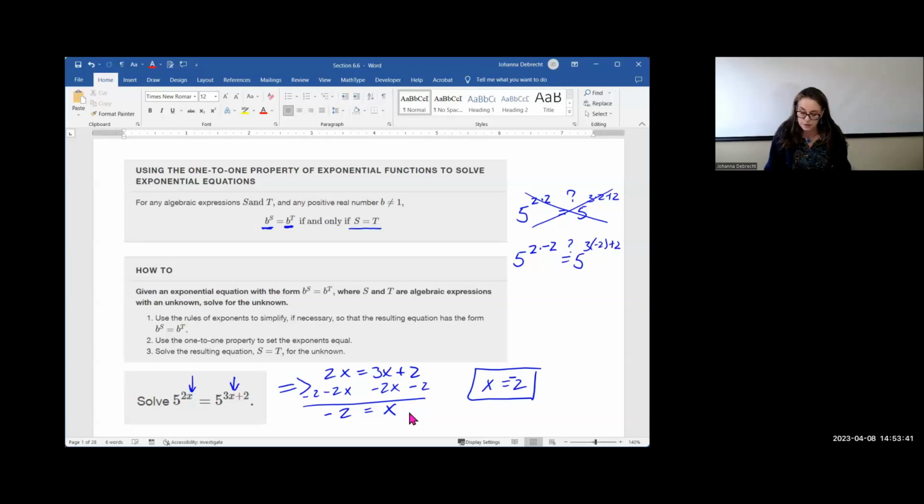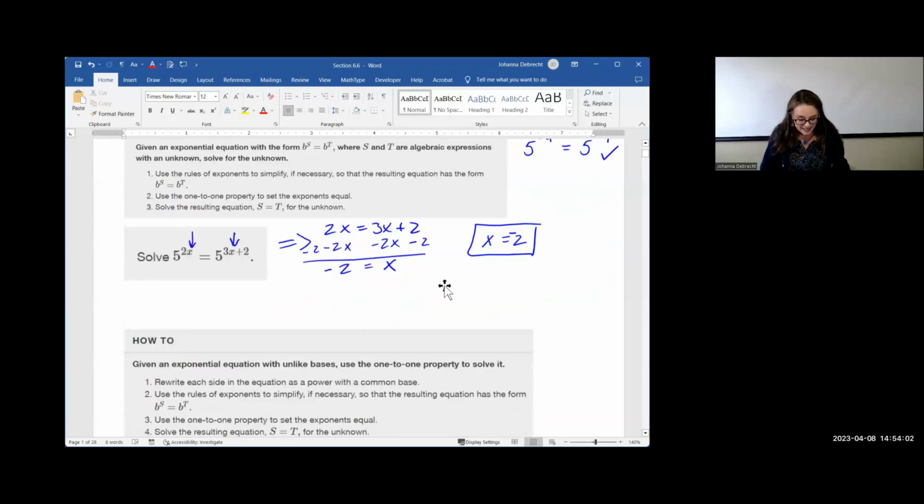3 times negative 2 is negative 6. Negative 6 plus 2 is negative 4 on the right. And on the left, 2 times negative 2 is also negative 4. So in fact, they are equal. So it's just as important that you know how to fix your error as it is to be able to identify the error. So I'm actually glad I made that mistake.